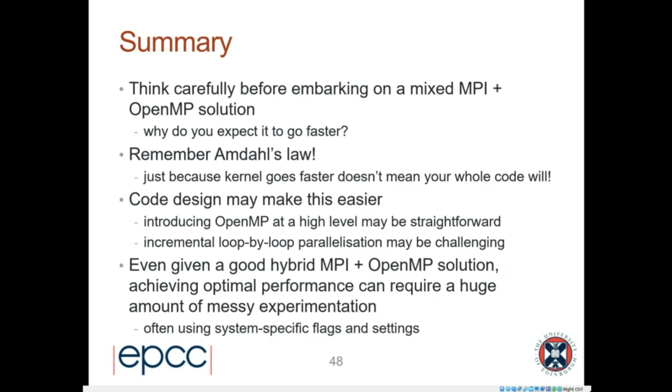If you wrote your code right from the start to be hybrid MPI OpenMP, this can work. Loop-by-loop parallelization can be challenging, but if you introduce OpenMP at a high level, it may be more effective. What you can do here is view your calculation as a bunch of independent tasks, and those tasks can be implemented by processes or threads, I don't care which. But that's a design decision. Many codes were written before threading was commonplace, and therefore you have to use this incremental loop-by-loop parallelization, which is challenging. And again, even given a good implementation, achieving optimal performance can require a lot of messy experimentation.